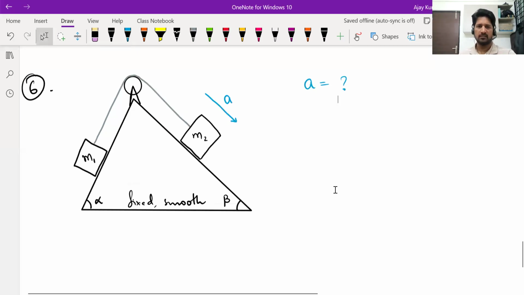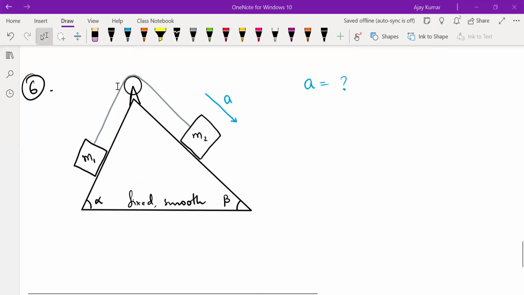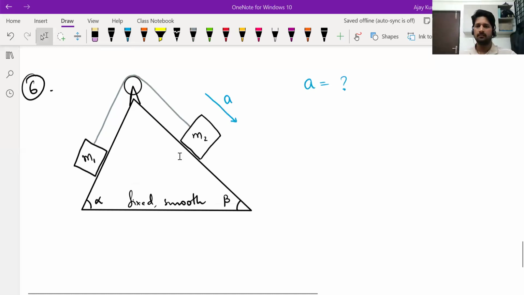You can unmute and tell the answer as soon as you solve. Okay, no need to type. Sir, M2 cos beta minus M1 sin alpha by M1 plus M2. For m2 you said cos beta, for m1 you said sin alpha. We'll see. Yes, sir. Okay.